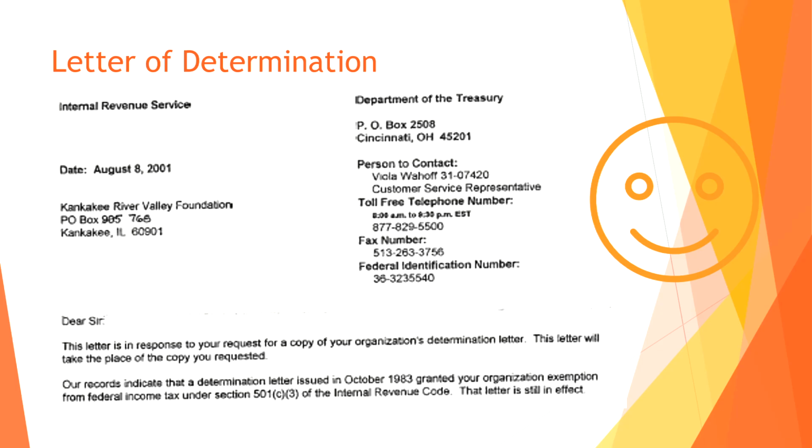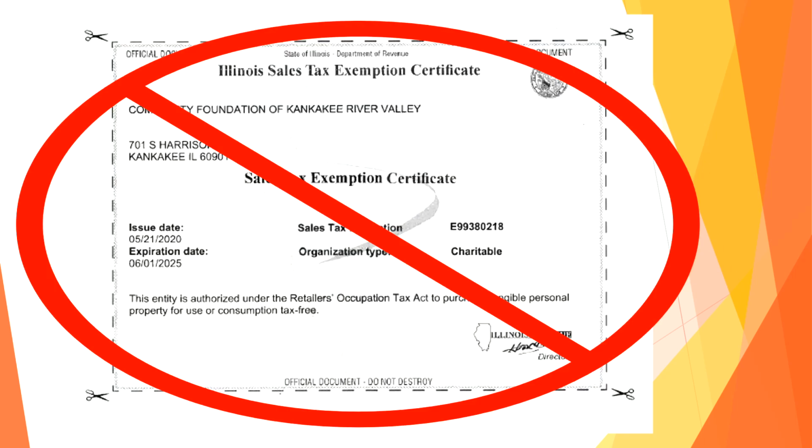This is the required letter of determination. So if you're a 501c3, you'll have this letter of determination, and this is the letter that we're looking for to prove that status. So this has the organization's information on the left with the federal tax ID on the right-hand side, and then it clearly states in the letter that this organization is 501c3 federal tax exempt. This is often confused with the Illinois sales tax exempt certificate, and that is not what we are looking for. We are looking for that federal letter of determination.